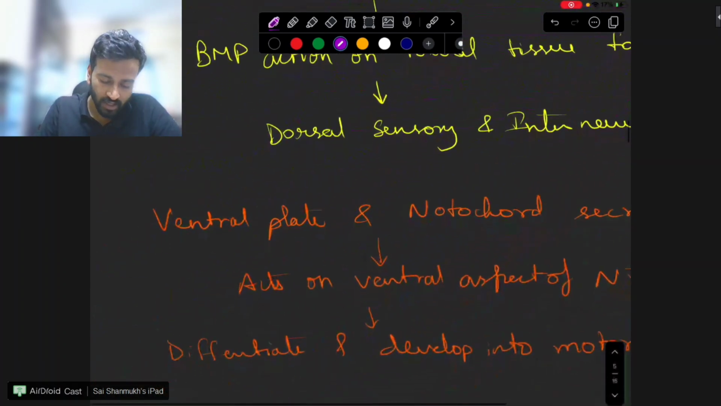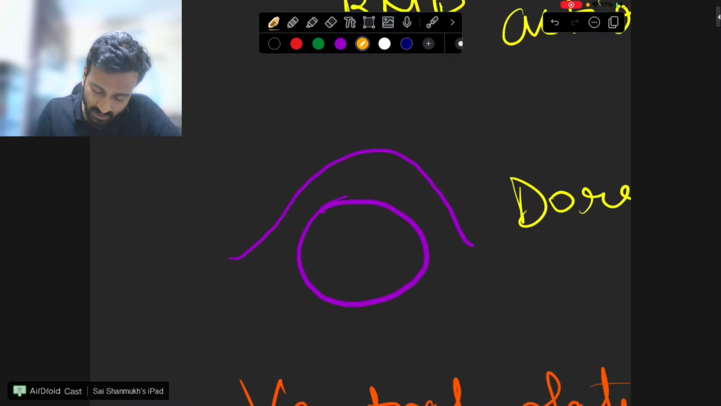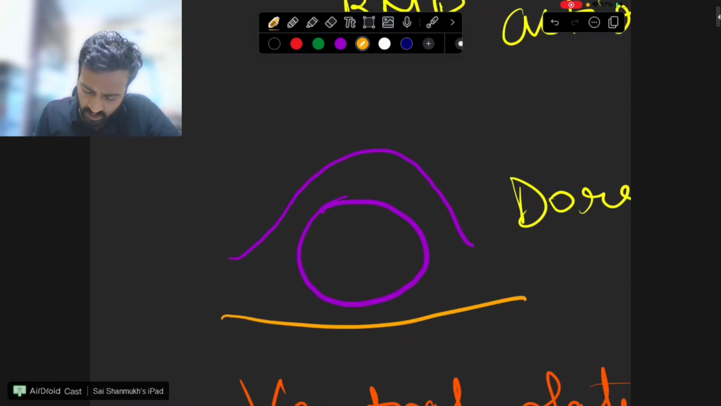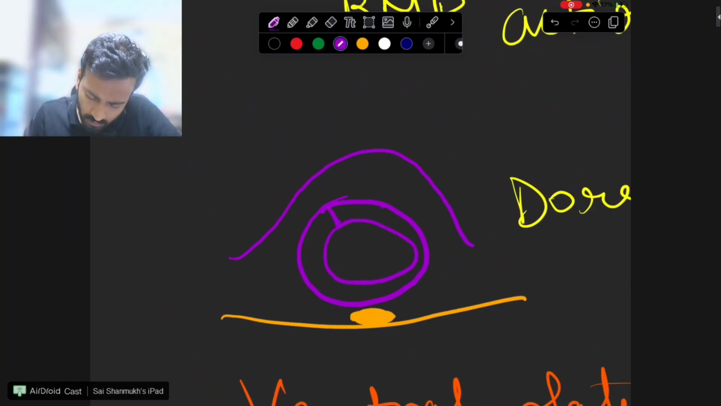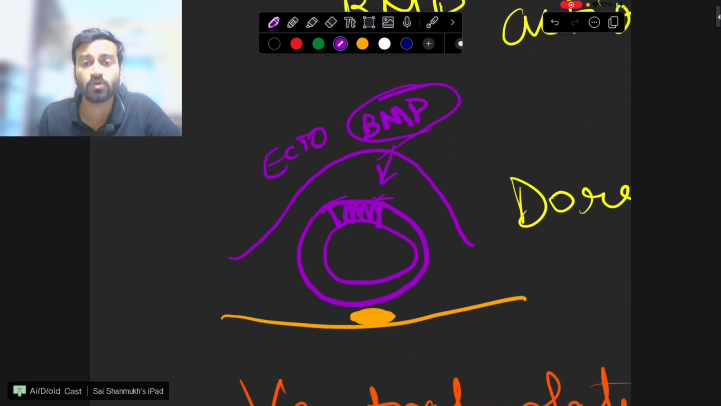Because in the embryo, what is seen? This is the neural tube and this is the ectoderm and this is the endoderm and here is the notochord. We are seeing that in the neural tube, the dorsal side is close to the ectoderm. So the ectoderm and the dorsal plate both produce BMP, bone morphogenetic protein, which will induce the differentiation of the neural tube into sensory on the dorsal side.